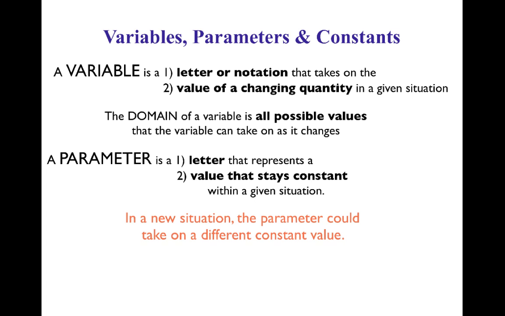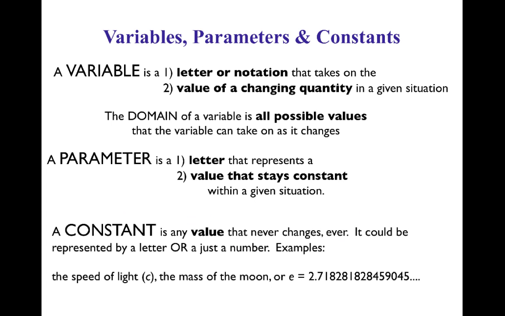And then last is a constant. A constant is a value that never changes, ever, no matter what the situation is. So it could be represented by a letter or a number. Here are some examples. The speed of light, that's a constant. The mass of the moon, that's a constant. This number e, you may have seen this. It comes up in logs. It's the natural base. It comes up in financial compound interest and exponential growth. It never changes, no matter what your situation is. So those are some examples of constants.